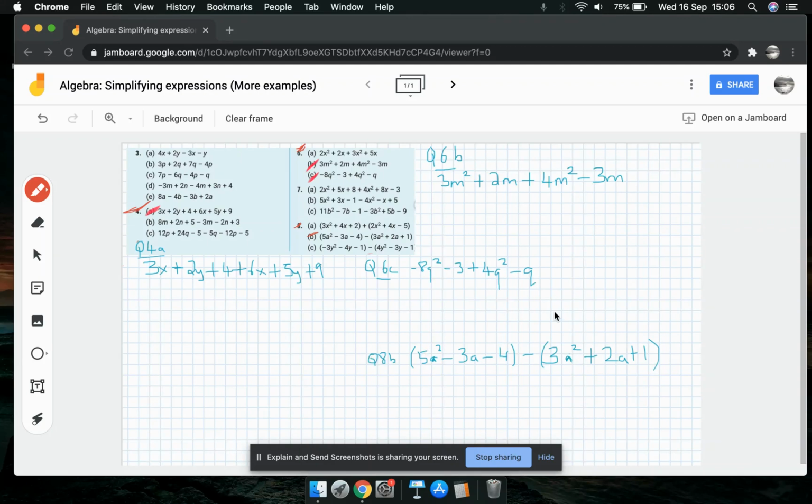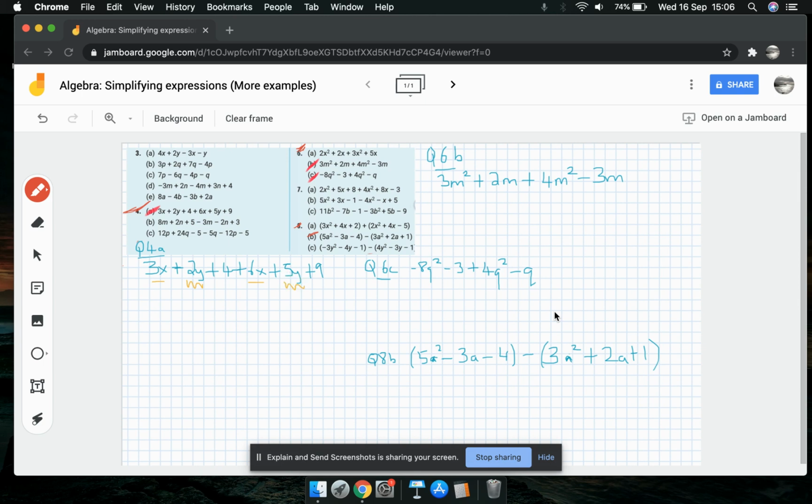I'm going to go through a few more examples here in algebra and a process we call simplification. I've highlighted question 4a, question 6b, question 6c, and question 8b, and I'll go through the whole lot. The first thing we do is highlight the like terms. I can see straight away I have two like terms in front of me. The y's are like terms, and the constants are 4 and 9 in this case.